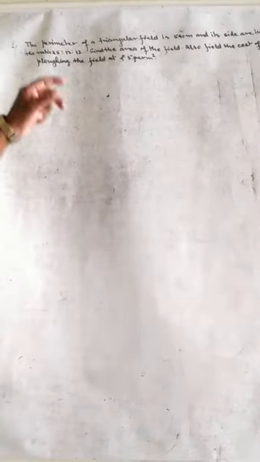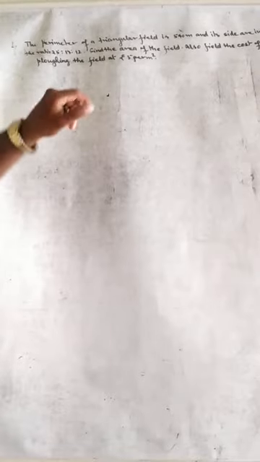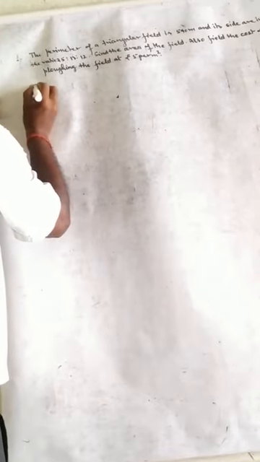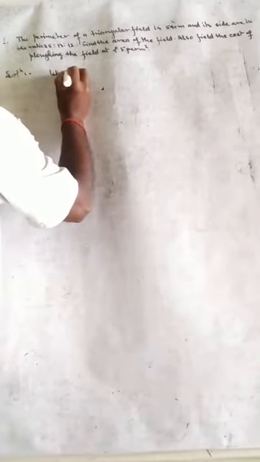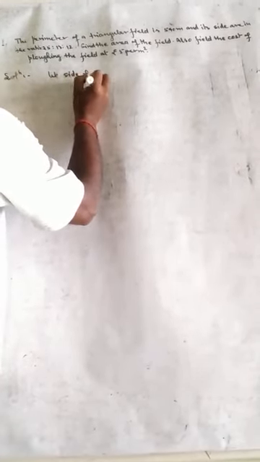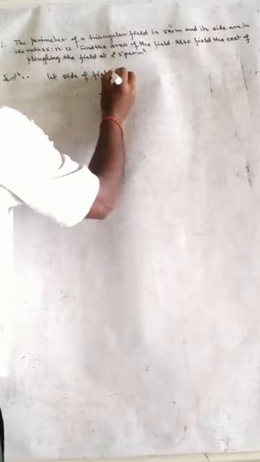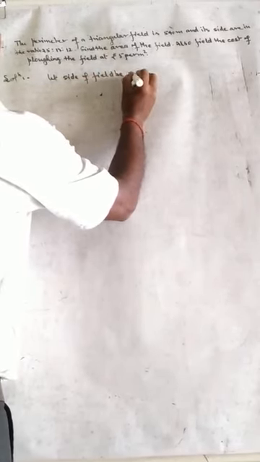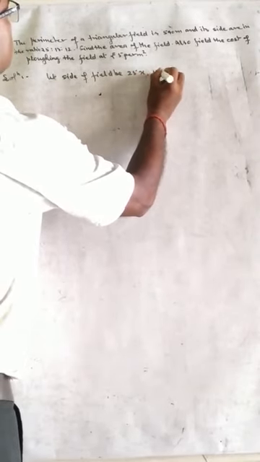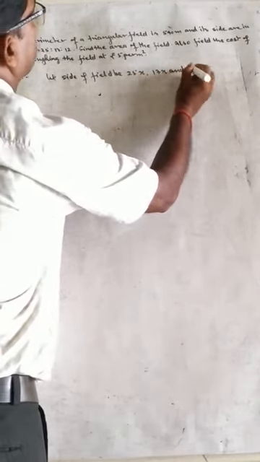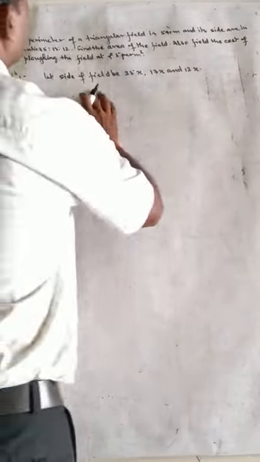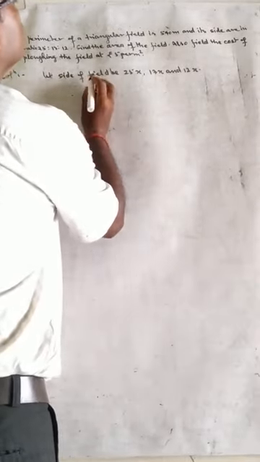For the solution of this question, first we find the sides of the triangular field. The ratio is given. For this purpose, let the sides of the field be 25x, 17x and 12x. Perimeter means what? Sum of all sides.